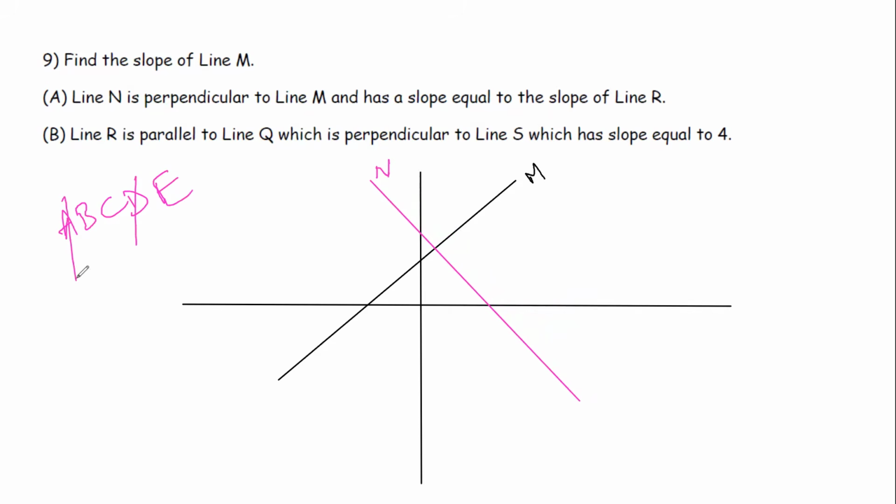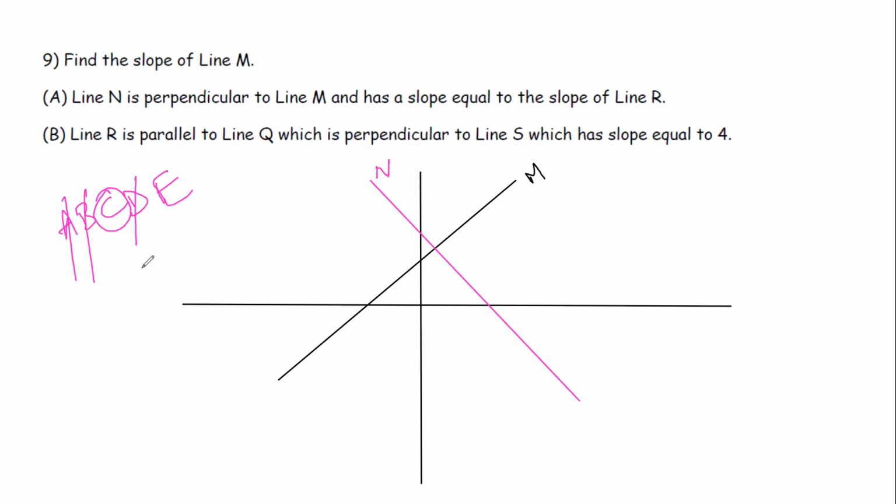Now statement B. So from A, we don't get the answer. Now look at B. Line R is parallel to line Q, which is perpendicular to line S, which has a slope equal to 4. So see, R, Q, and S are lines which are not related to M, right? So we can't figure out what is the slope of line M because the second statement doesn't talk about line M or any relationship of R, Q, S with M. So B is out.